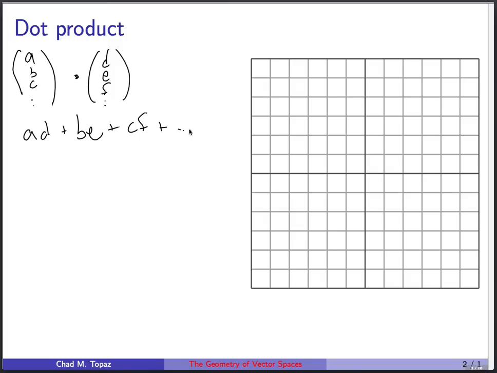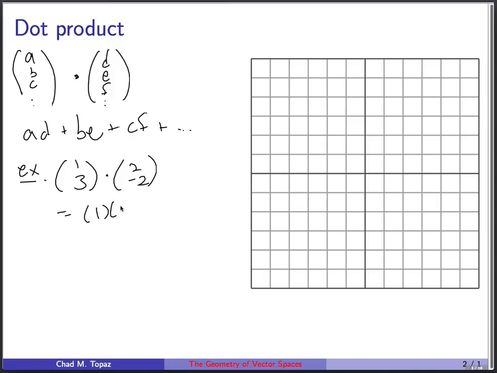So to get specific about this, if we do this example, (1, 3) dotted with (2, -2), the answer is 1 times 2, plus 3 times -2, that's 2 minus 6, which is negative 4. All right, that's the dot product. Now here's how we use it to do something geometric.